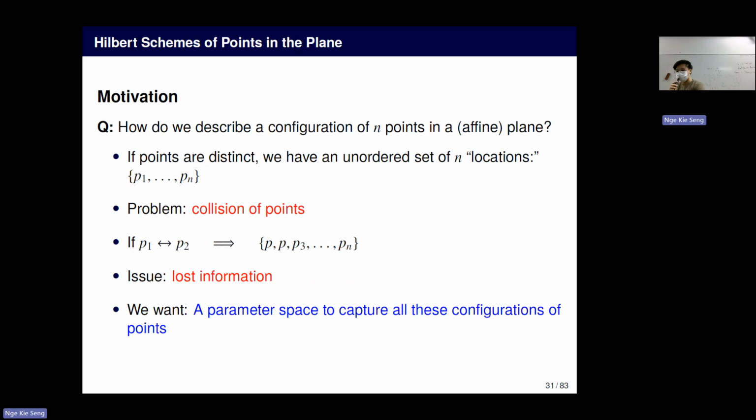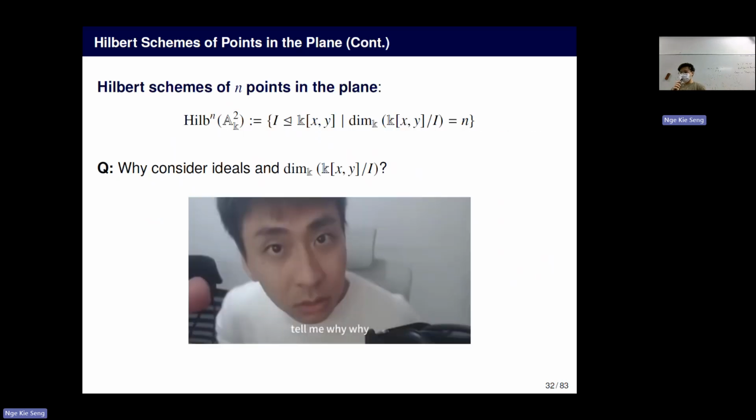And before we proceed, let's look at the definition of the Hilbert scheme, which is defined as the set of ideals subject to the condition that the dimension of the corresponding quotient as a vector space equals n, which is the number of points we would like to describe.